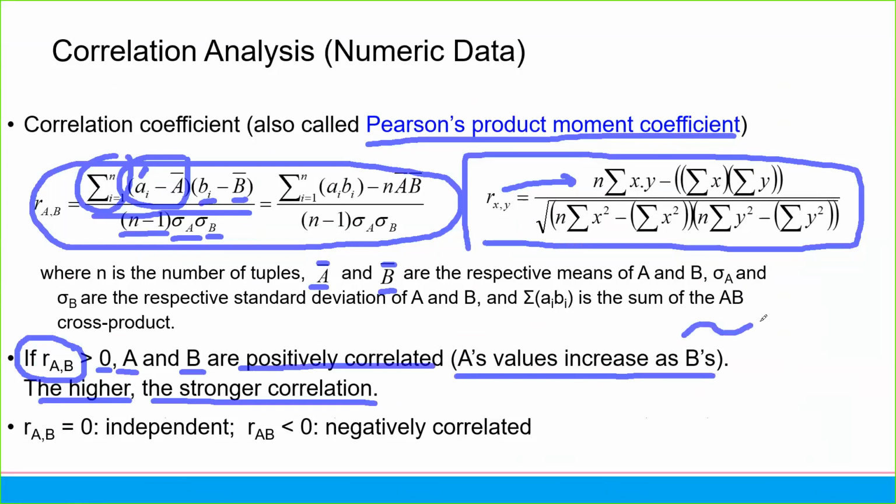Usually the maximum will be 1. Okay? So if it is almost 1, it is strongly correlated. But if the value is 0, it means the two data are independent. There is no correlation. If the value is less than 0, then it is negatively correlated.